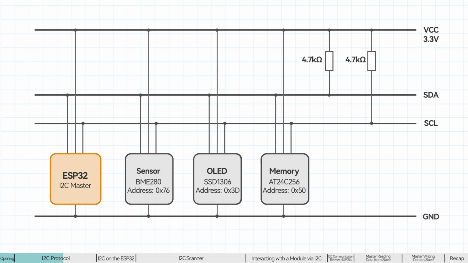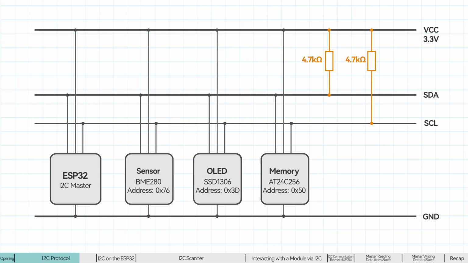The master device communicates with a specified slave device using the device's address. I2C typically uses a 7-bit address, set by the manufacturer during chip production. For example, the OLED in our example uses 0x3D. When the master initiates communication, it first broadcasts an address. Only the slave device with a matching address on the bus will respond.